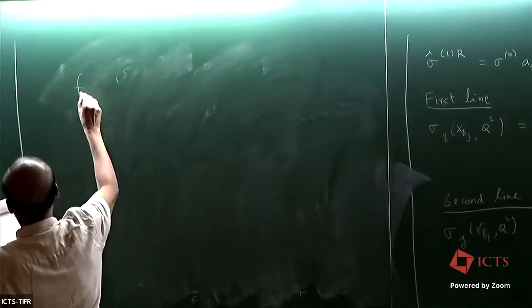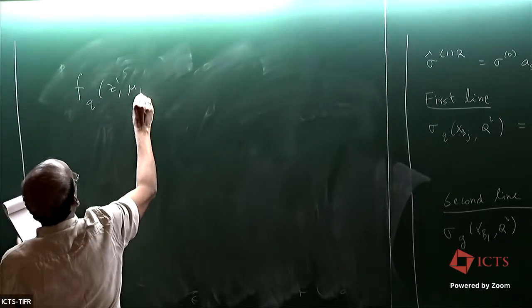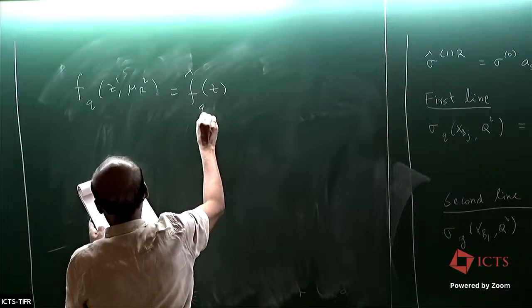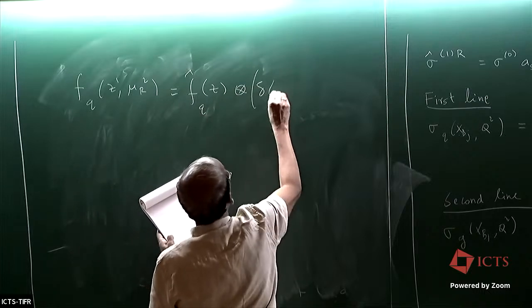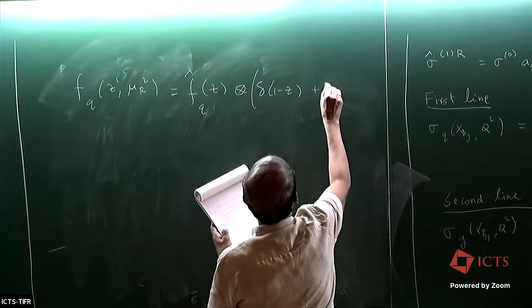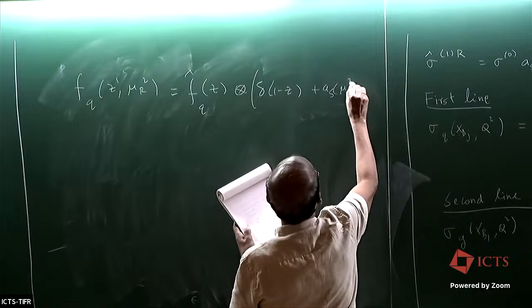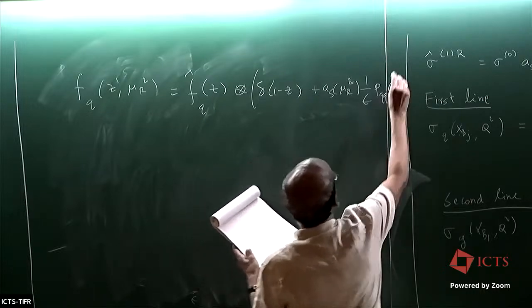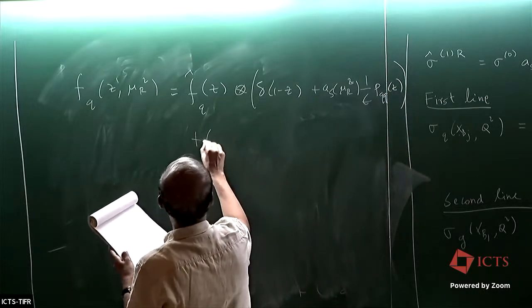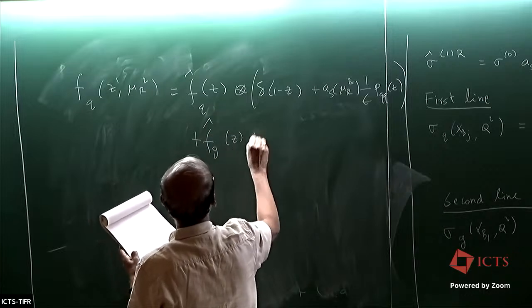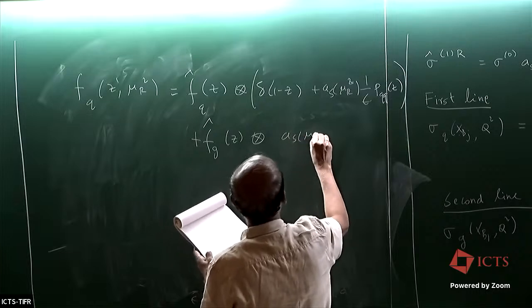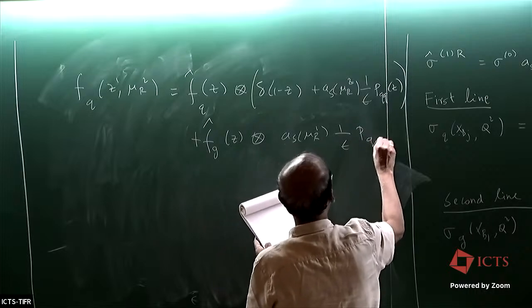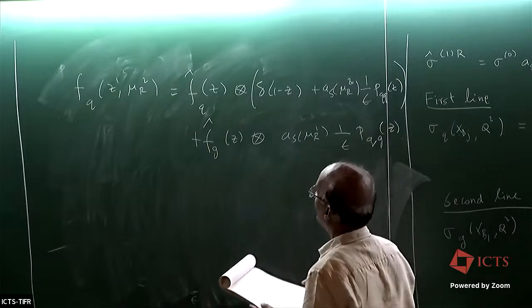If I define F_Q of z, mu_r squared, equal to F hat of z, Q times delta(1 minus z) plus alpha_s of mu_r squared times 1 by epsilon P_QQ of z, bracket, plus F_G hat of z times alpha_s of mu_r squared times 1 by epsilon P_QG of z. Okay, this is my definition.